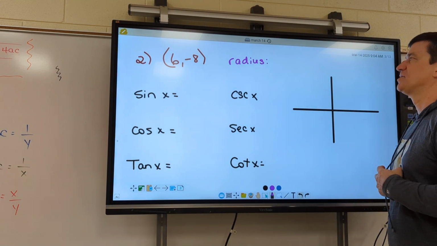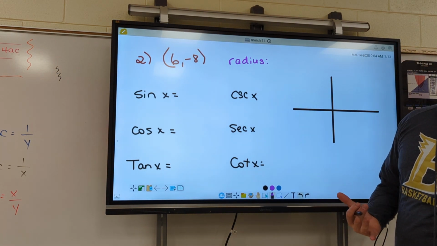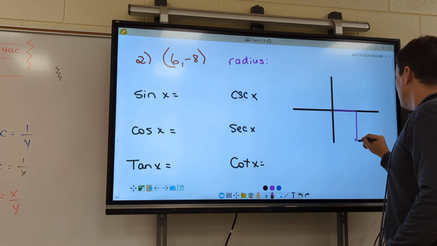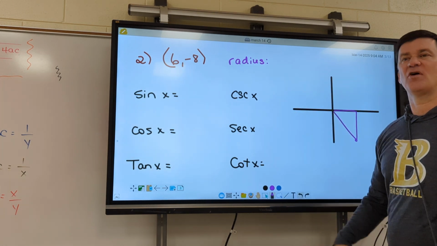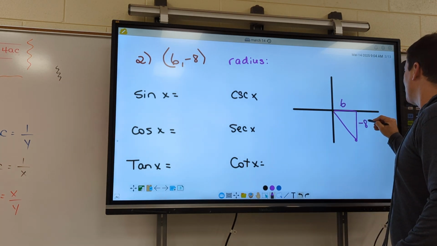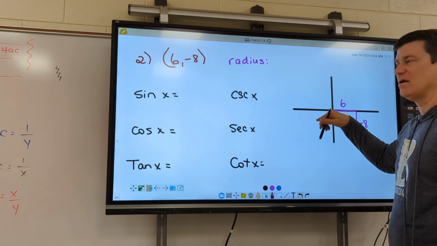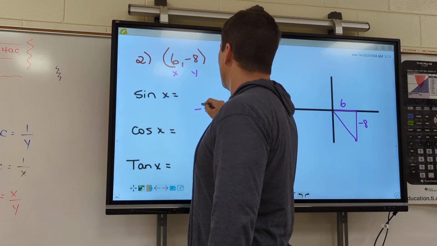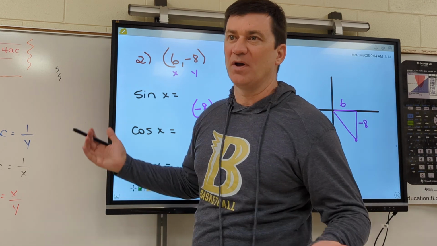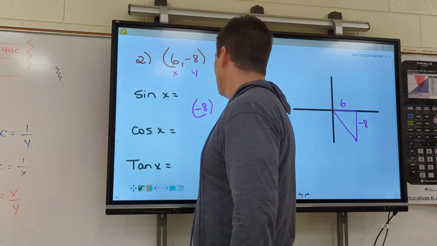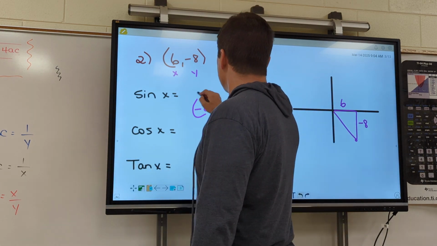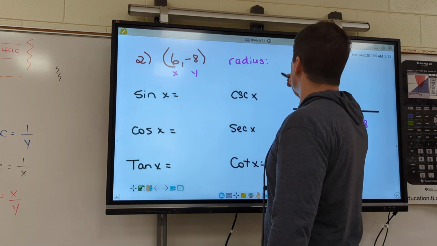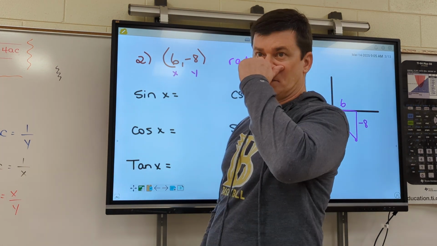If I had you draw a triangle on number 2, you would go over 6, down 8, and that would be your triangle. That would be 6, that's negative 8. How do we find the hypotenuse again? 6 squared plus 8 squared. If you do the negative in parentheses like you're supposed to, it's just gonna be a positive anyway. So no, I wouldn't do a negative. Somebody give me 6 squared plus 8 squared. 100. What's the square root of 100? 10. So our radius this time is 10.